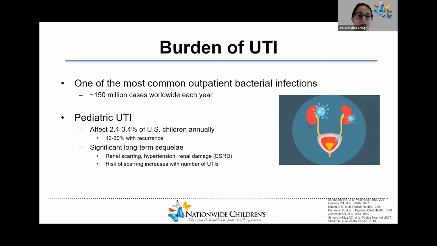We all know urinary tract infections are one of the most common outpatient bacterial infections, accounting for 150 million cases worldwide each year. In the US, pediatric UTIs affect nearly 3.5% of children annually, with a recurrence rate of 12 to 30%. UTIs in children can have significant long-term sequelae, including an increasing risk of renal scarring with number of febrile infections. And these facts highlight the necessity of understanding risk factors for infections and finding means to limit UTI susceptibility.